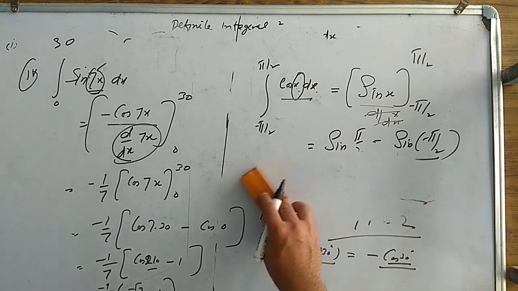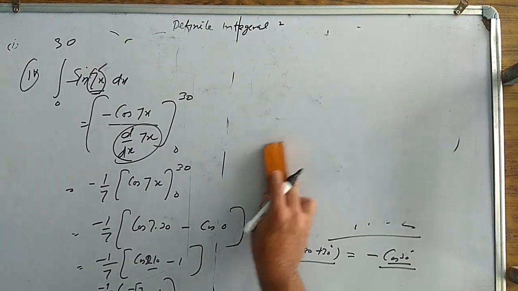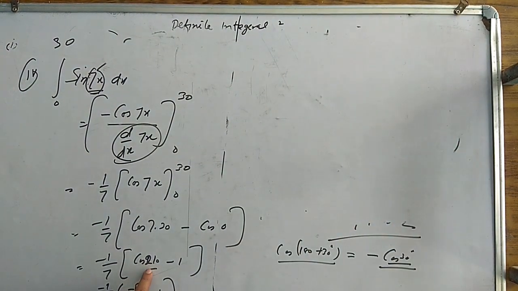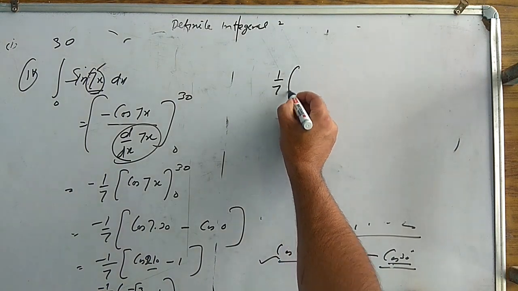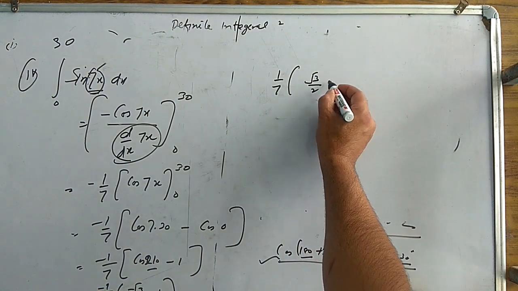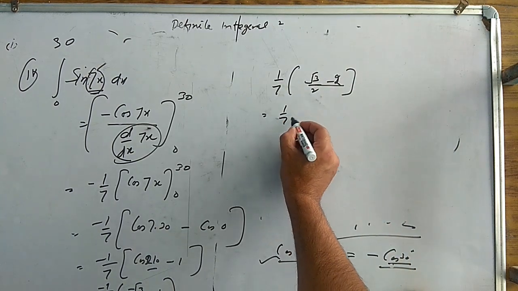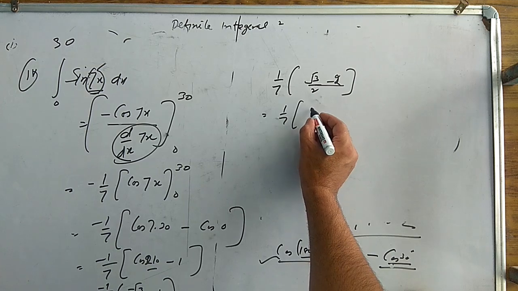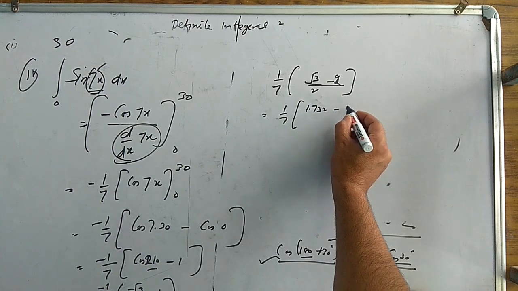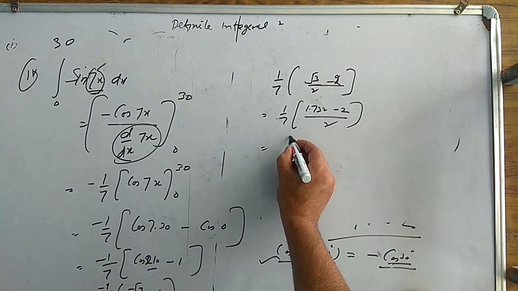क्लियर हो रहा है? समझ आ रहा बेटा जी? एक बार फिर से देखें, cos 210 को इस तरह से हमने divide कर दिया, क्वाड्रेंट देखा और इसको 30 बना दिया। 180 है इसलिए cos cos ही रहा, राइट? Now see, you can take minus outside, it becomes 1 over 7, inside is root 3 by 2 minus 1, right? If you take LCM 2, then this will become 1 over 7 and 1.732 minus 2 over 2, clear?